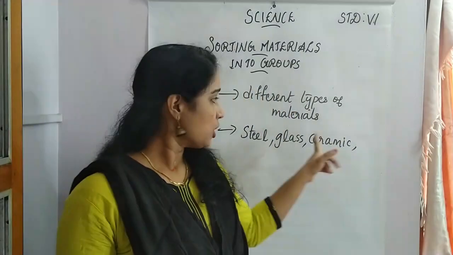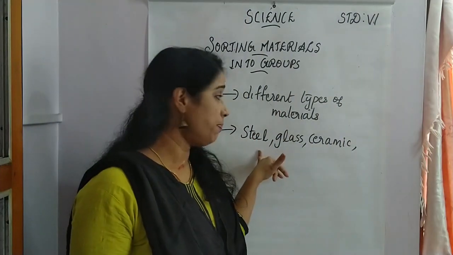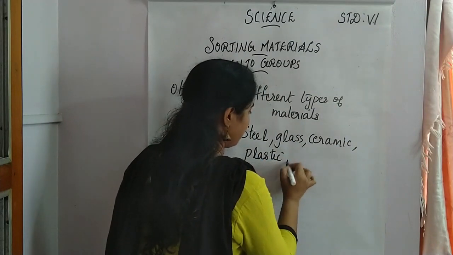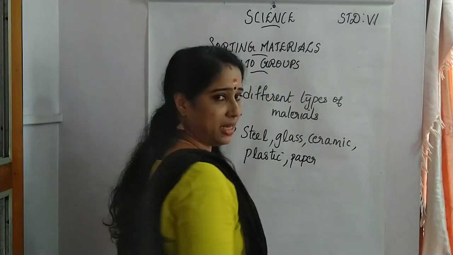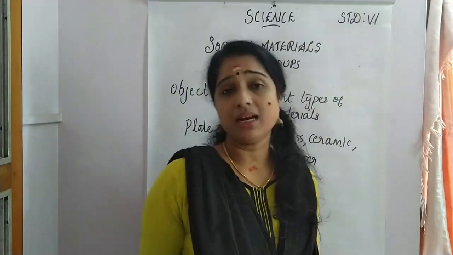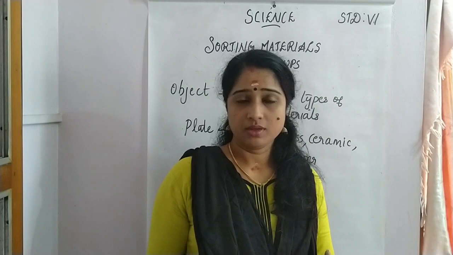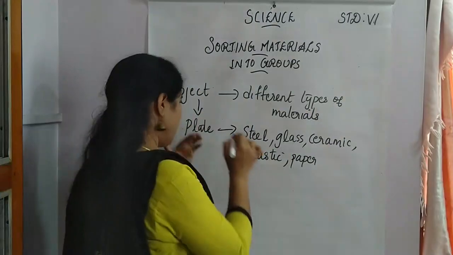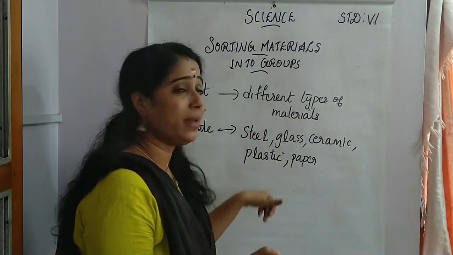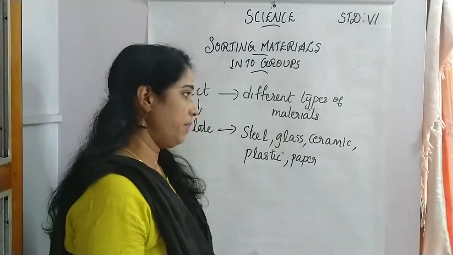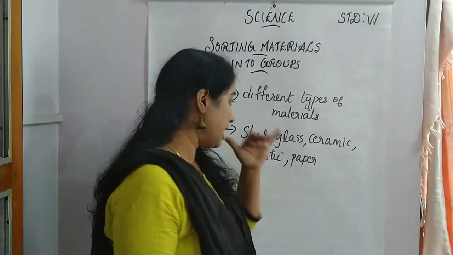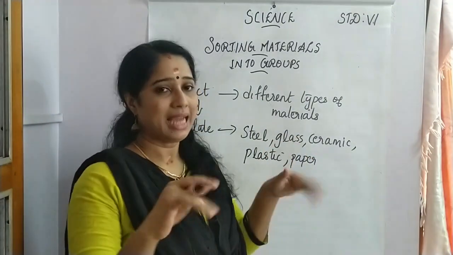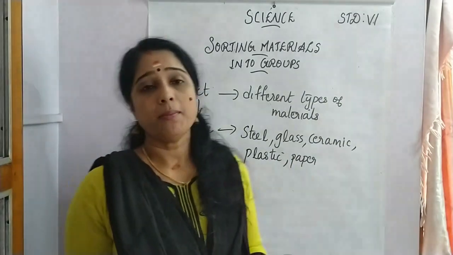Ceramic dishes are there. So for this plate, you have steel plates, glass plates, ceramic plates, plastic plates, then paper plates, silver plates, aluminium plates, different types of plates. So the plate is an object, and by using all these materials we can make the plate. Clear? So a single object can be made up of different types of materials.